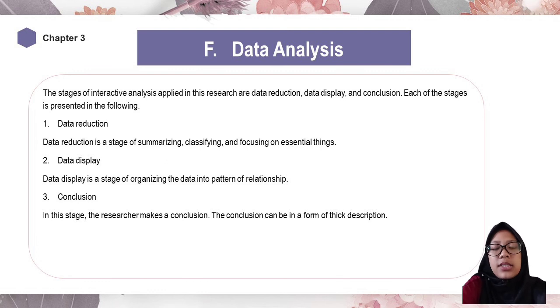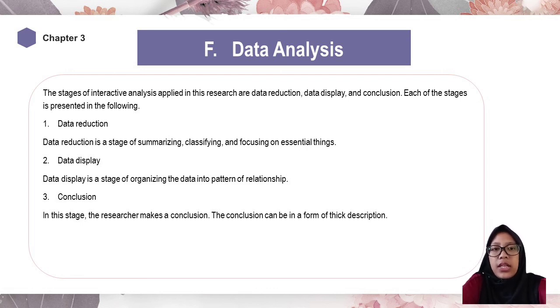Next is point F, data analysis. The stages of interactive analysis applied in this research are data reduction, data display, and conclusion. Each of the stages is presented in the following. 1. Data reduction. Data reduction is a stage of summarizing, classifying, and focusing on essential things. In this stage, the researcher needs to separate the accurate data from the inaccurate ones. Through data reduction, the researcher may focus on the data that will be analyzed.